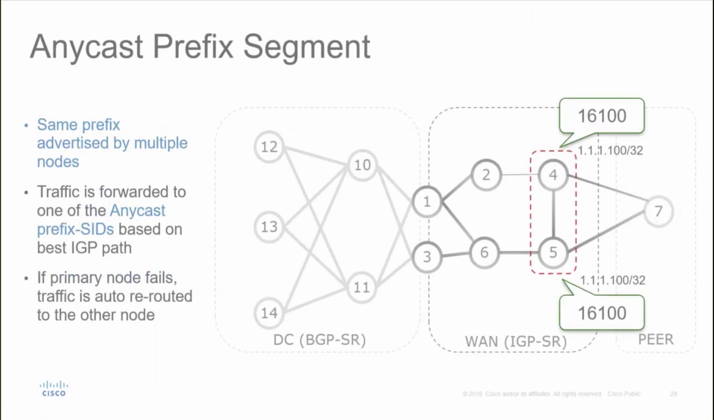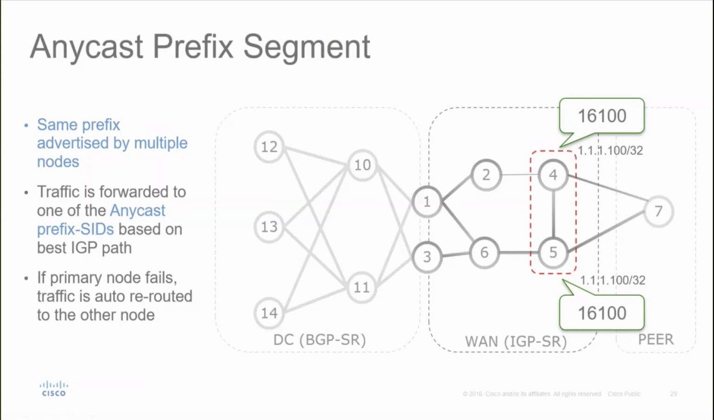We move on and we go into a special type of prefix segment. What happens if I have 2 devices in the network, like 4 and 5, who have another prefix configured besides their loopback, and now it is a common prefix like 1.1.1.100, configured on node 4 and node 5? So we call this Anycasting for IP. That's no problem with that.